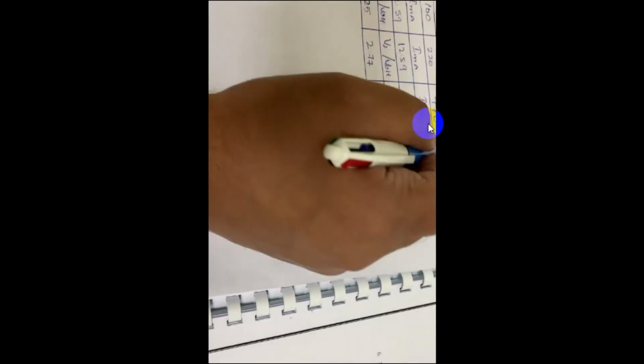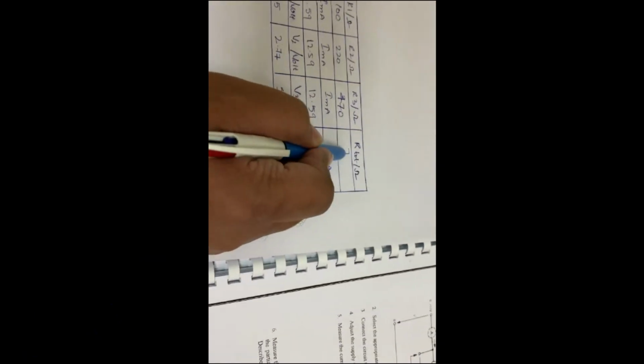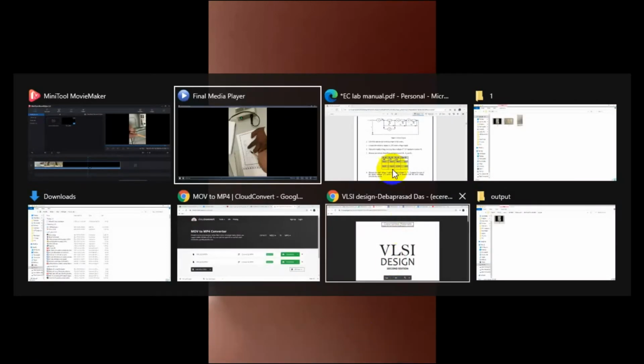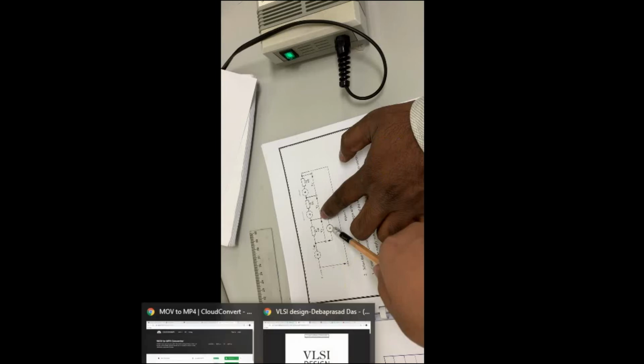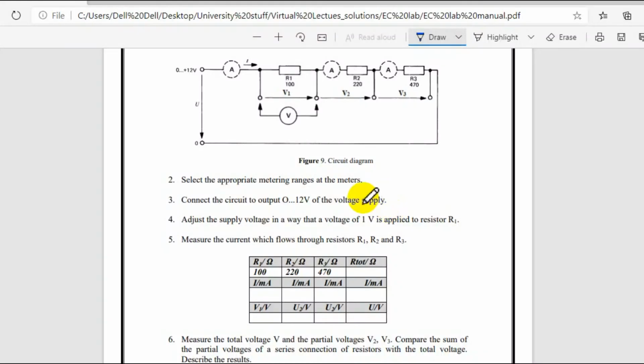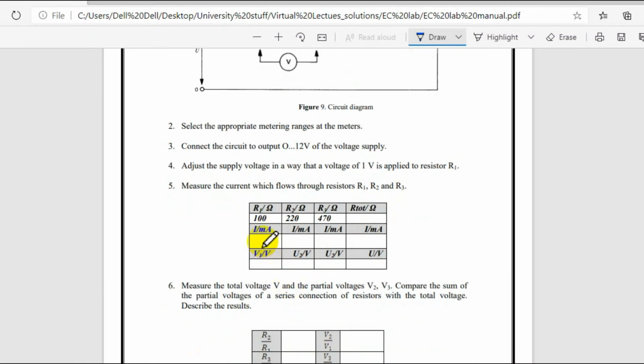Just tabulate these values in the table provided in the textbook. Go to this table and write the values here. The current is the same, the voltage is 1.59, 2 point something, 5 point something. And write the total voltage here; it should be around 10.